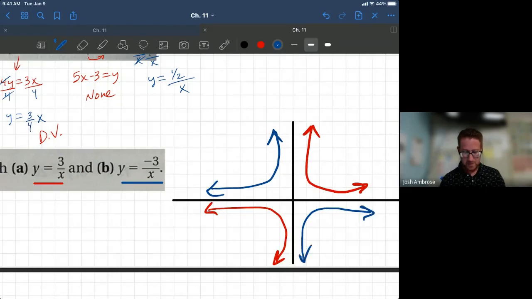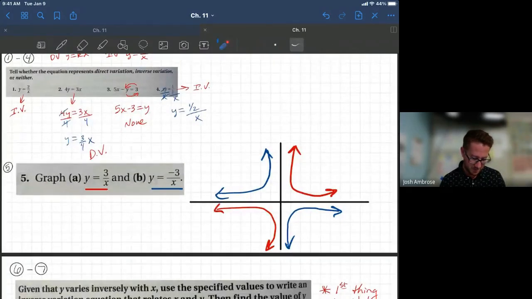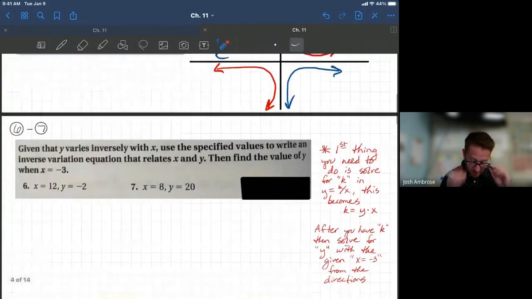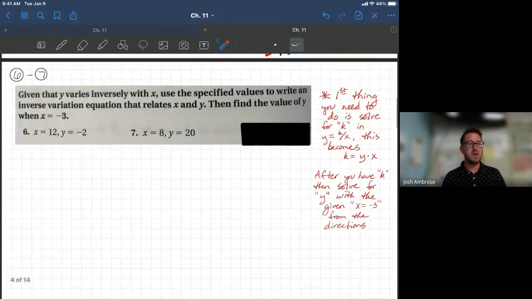So that is our big difference there for both parts, graphing number 5 here. We graphed it: positive 3, quadrant 1, quadrant 3. Negative 3, quadrant 2, quadrant 4. Okay, so focus up on that. Let's finish out 2 more problems to go. These ones have some calculations. All right, here's what we're given.